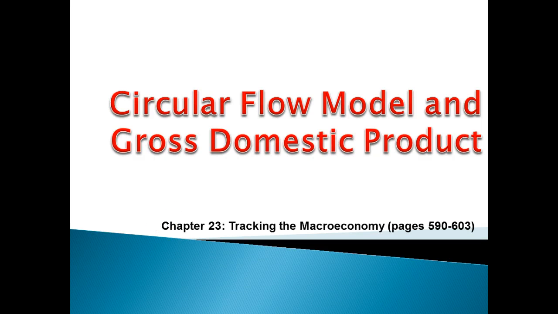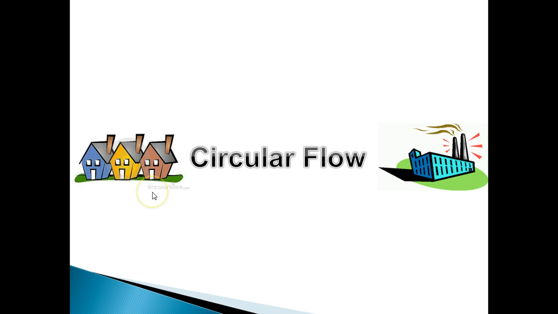We're going to start with the circular flow diagram and talk a little bit about gross domestic product in terms of what it is and how it's measured, as well as be able to differentiate between real and nominal GDP. And all this information is in Chapter 23 of your textbook, a chapter entitled Tracking the Macroeconomy, and it's pages 590 to 603. We're going to start by talking about the circular flow diagram first.